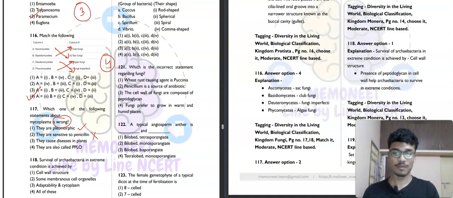They can cause disease in plants, correct. They are also called PPLO, pleuropneumonia-like organisms. So it is correct. So which is the wrong one? They are sensitive to penicillin. The second option will be our correct answer. Then we will move to the next.